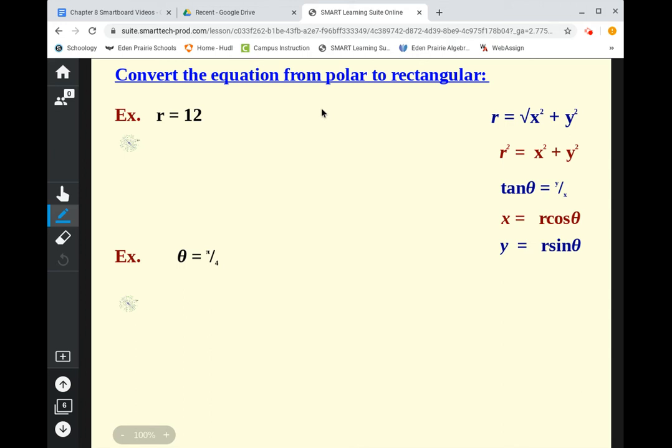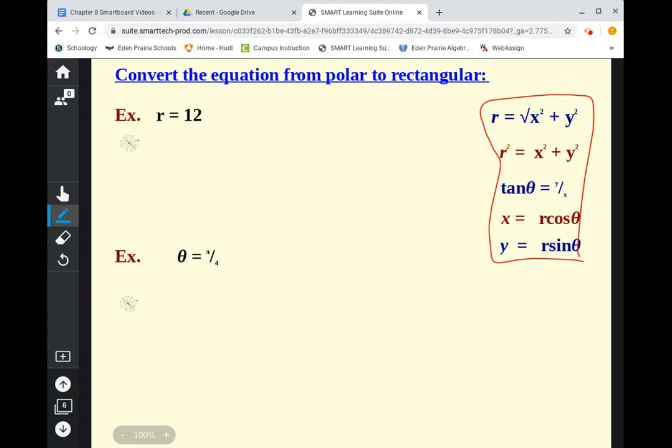Now we're in polar form, so let's convert from polar to rectangular. R equals 12. Okay, well, you do have a couple of things. Look over at the table over here. Remember, these should all be written down for you in your notes before you take your tests. But R equals 12. Well, if we use that, that's fine.